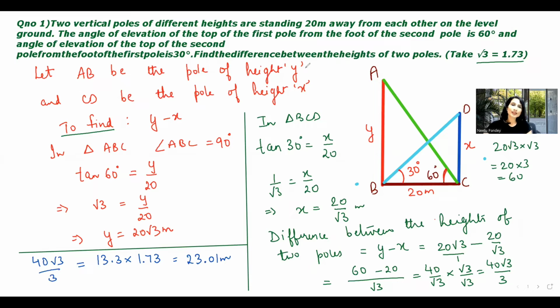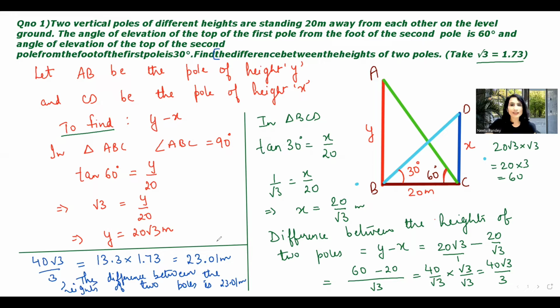So the final answer statement you have to write. The difference between the heights of the two poles is 23.01 meters. Do write the final answer statement. You have to write the difference between the heights of two poles is 23.01 meters. Okay, so I hope it is clear to you.